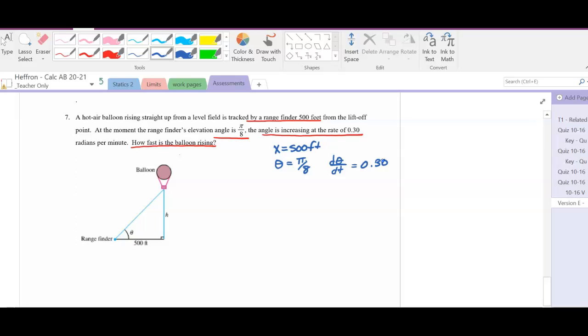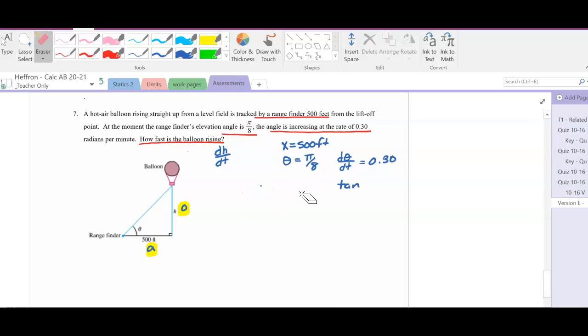Because we have an angle here, this suggests that I either want sine, cosine, or tangent, and I'm interested in how fast the balloon is rising. So dh/dt, the opposite, seems to be important, and I've been given the adjacent of 500. The equation that will deal with opposite and adjacent is tangent, so that's the one I'm going to use.